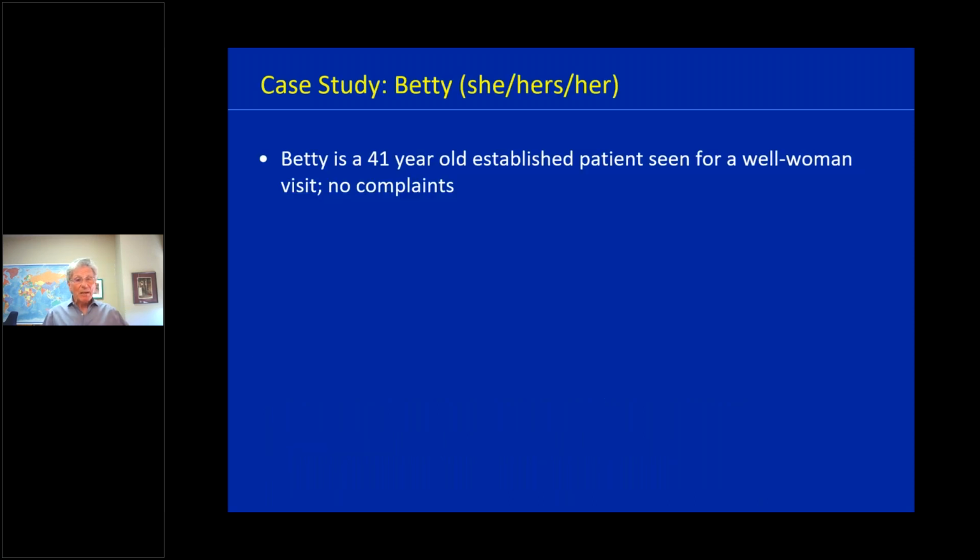Okay, our next patient is Betty. We have two more patients, but we'll finish this up in the next 10 minutes. So Betty is a 41-year-old established client who's in for a well woman visit. She doesn't have any complaints. She's currently using oral contraceptives.